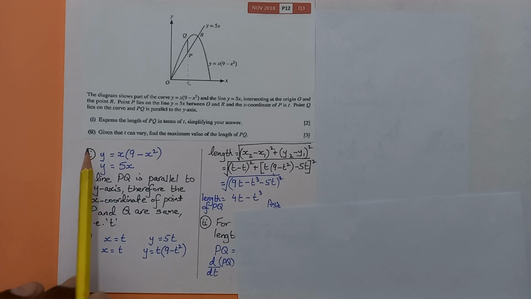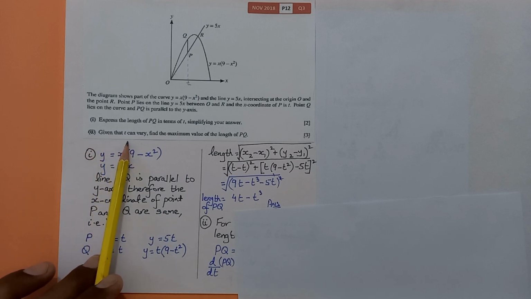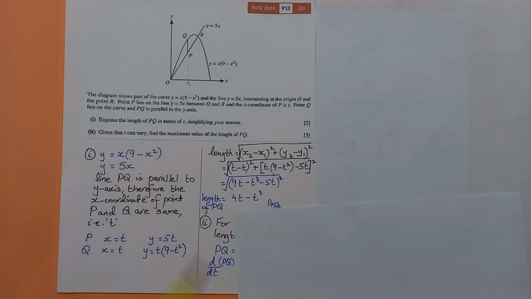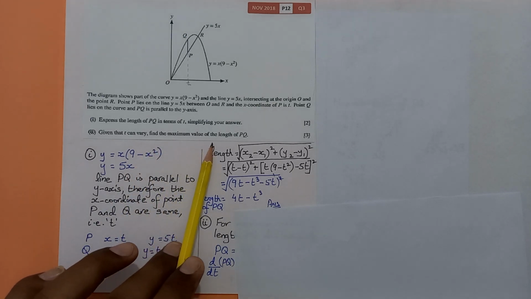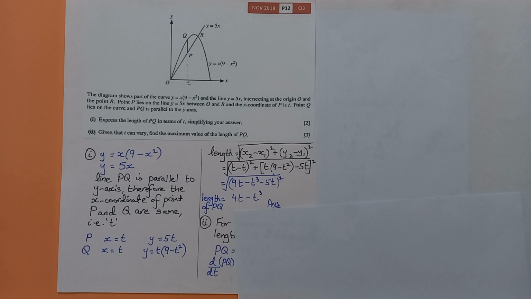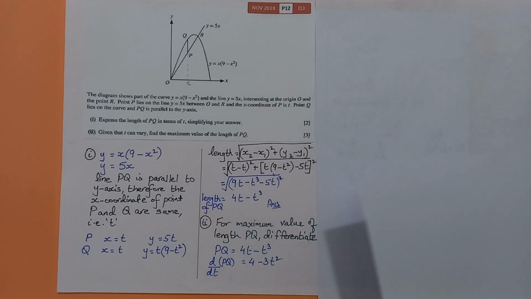In part B, it says that given that t can vary, that means t can change, find the maximum value of the length PQ. Basically, we have to find the maximum length of PQ. Whenever the question says to find a maximum or minimum, keep in mind, go for differentiation and get the required result.